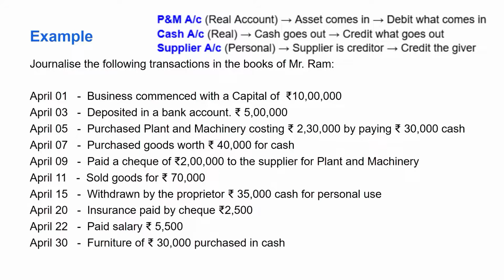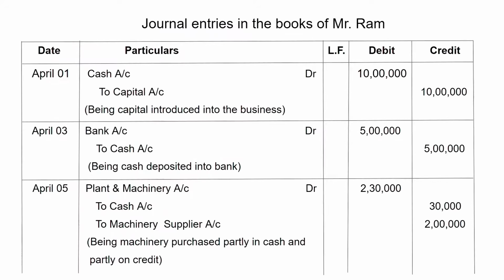So the transaction is April 5th, plant and machinery account debit 2,30,000. It is the whole amount. And next we paid cash, to cash, only 30,000. And the rest we will be paying on credit basis to machinery supplier account, that is 2 lakh. And the narration is being machinery purchased partly in cash and partly on credit. That is 2 lakh we have to pay to the supplier.